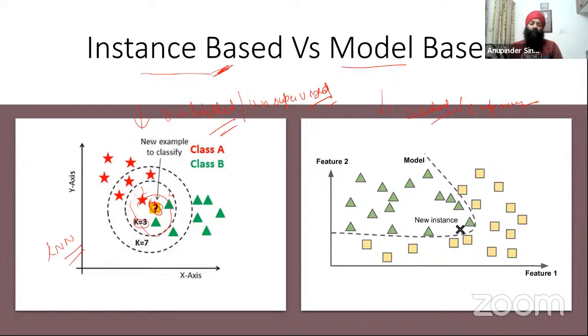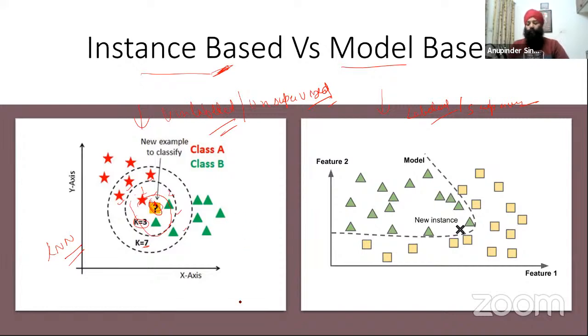Whereas if we take an outer circle where my k equals 7, that means the 7 nearest neighbors I'm going to use for deciding this parameter. In this case, there are one, two, three, and four stars, whereas one, two, and three triangles. So here the majority of the neighbors are stars. So in this case, the question mark will be marked as a star.